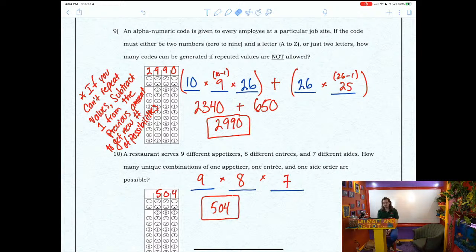If you have any questions, then please let me know. Otherwise, let's look at number 10. So if the restaurant serves 9 different appetizers, 8 different entrees, and 7 different sides, here, this is a combination. It didn't say anything about repetition or order, and we're just talking about 3 totally different classifications of food items here. So we're just going to multiply the different possible items within each category together. 9 times 8 times 7 is 504. So our answer to number 10 is 504.